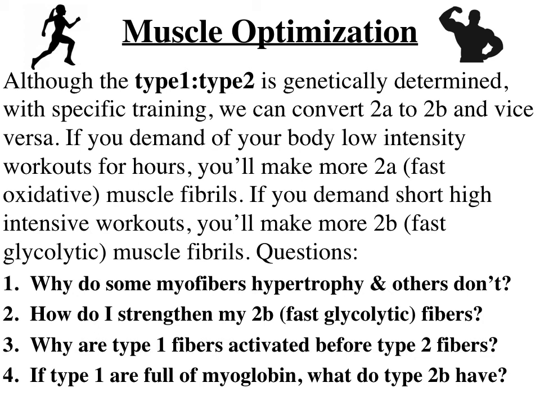So the questions that we have here are: number one, why do some myofibers hypertrophy and others don't hypertrophy as much? Number two, how do I strengthen my 2B fibers? Number three, why are type 1 fibers activated before type 2 fibers? And finally, number four, if type 1 are full of myoglobin and mitochondria, then what do the type 2B have? I think number four we've already answered. Type 2B are full of myofibrils.